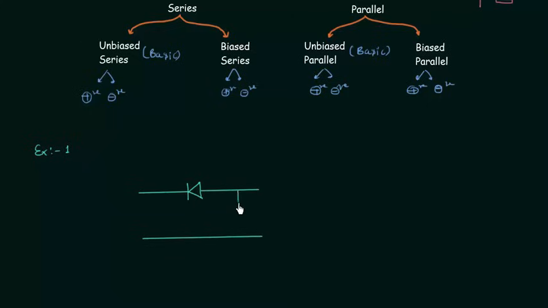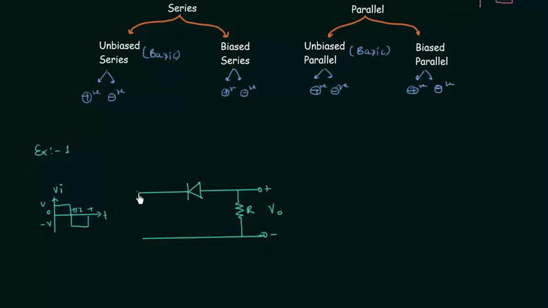We have to find out the output voltage, and the output voltage is measured across the load resistance. Let's say the output voltage is VO. The input waveform is like this. This is the input waveform VI. This is time axis T. V, minus V, 0, T by 2, T, where T is the time period.